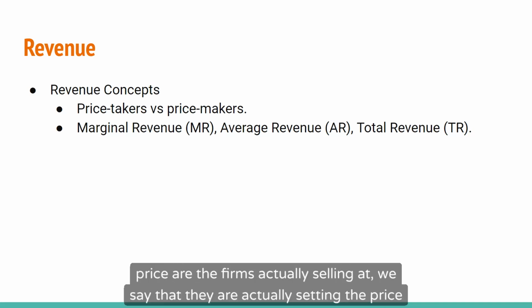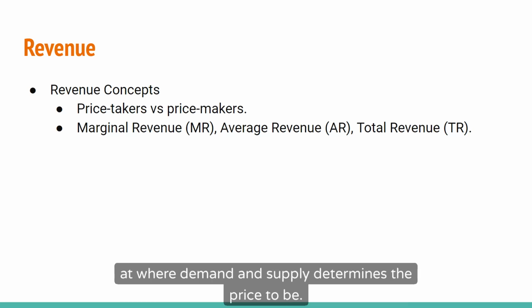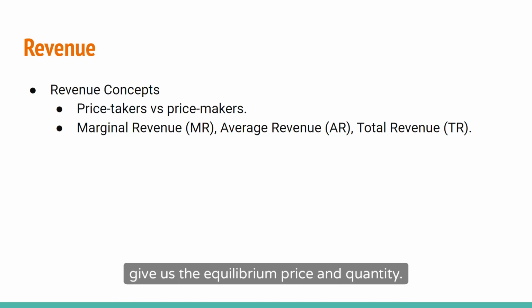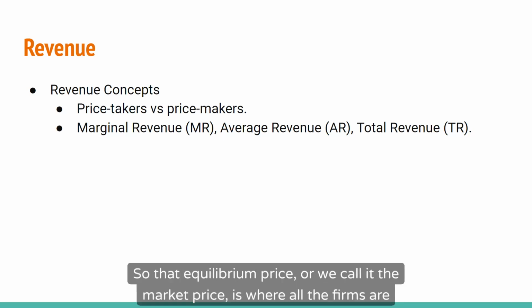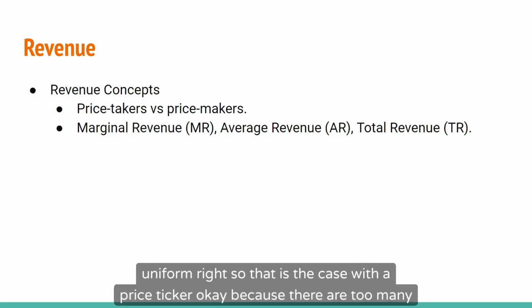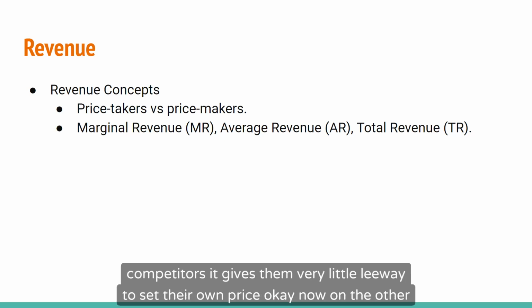So in this case, what price are the firms actually selling at? We say that they are setting the price at where demand and supply determines the price to be. In the demand supply video, we saw how the interaction between demand and supply will give us the equilibrium price and quantity. That equilibrium price, or we call it the market price, is where all the firms are selling at. So every firm is selling at the same price. So in a sense, there's this sense of being uniform. So that is the case with a price taker. Because there are too many competitors, it gives them very little leeway to set their own price.